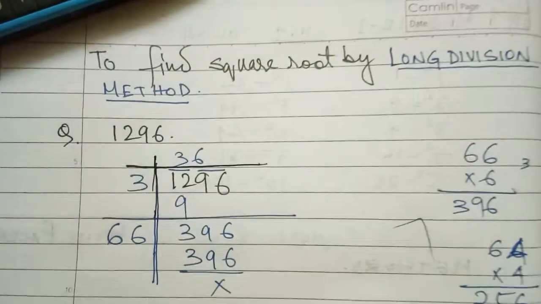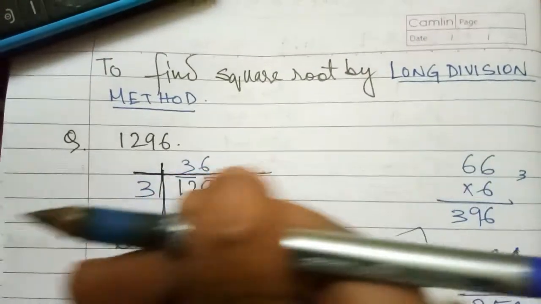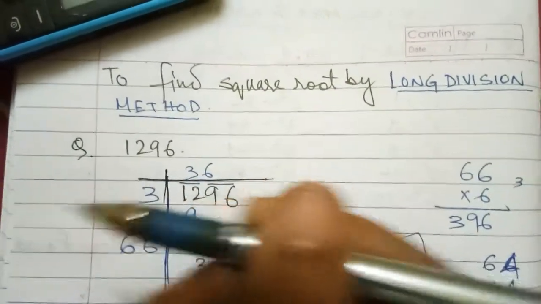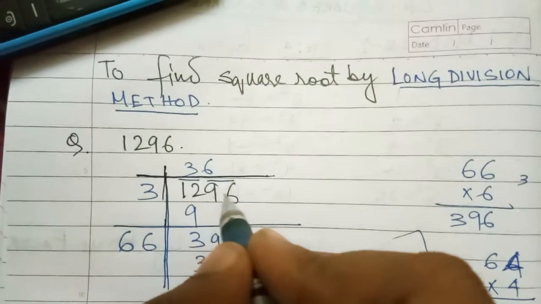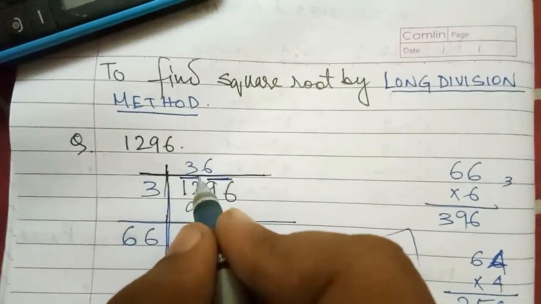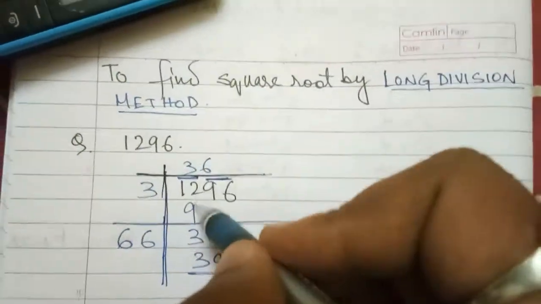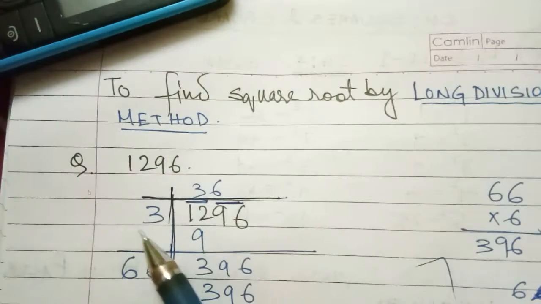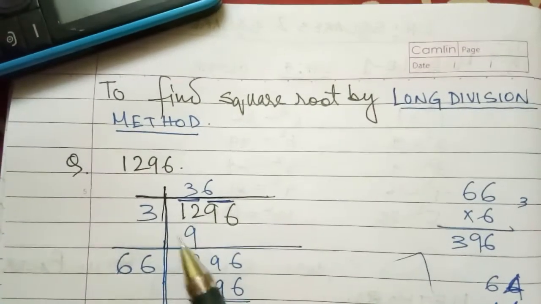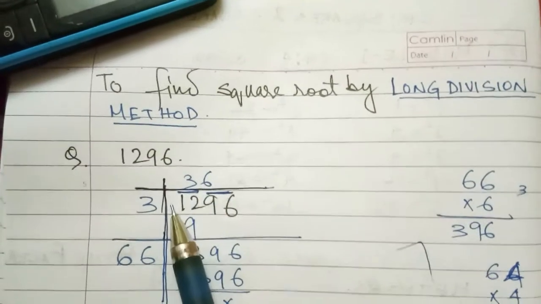Okay, now from here, from right side to left side, from right to left, make the pair. See, 96 is coming in a pair, and 12 is also a pair. Always make it in pair. Now take a number so that its square is nearest to this number.